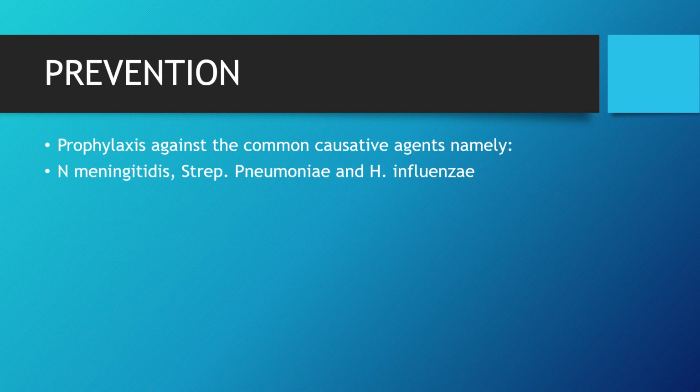How do you prevent meningitis? We talk about treating meningitis, but how do you simply prevent meningitis so that you may never develop this condition, so that you may never require any treatment? For that, we can give prophylaxis against common bacterial causative agents, such as Neisseria meningitidis, Streptococcus pneumoniae, and Haemophilus influenzae, especially to those people who are in close contact with infected individuals.